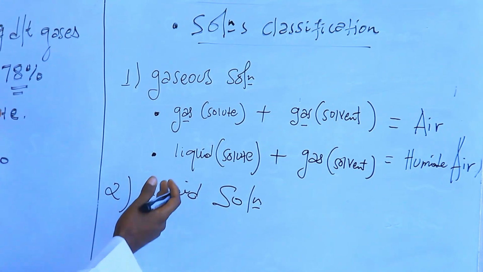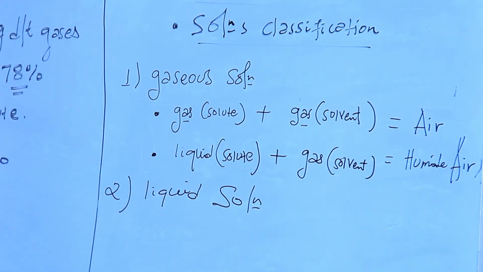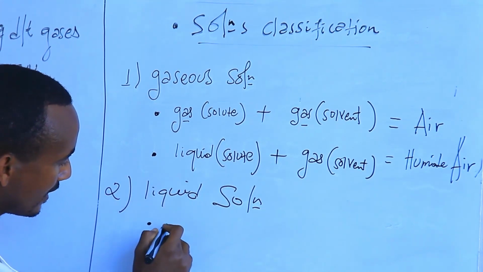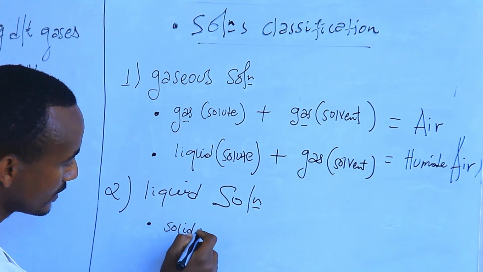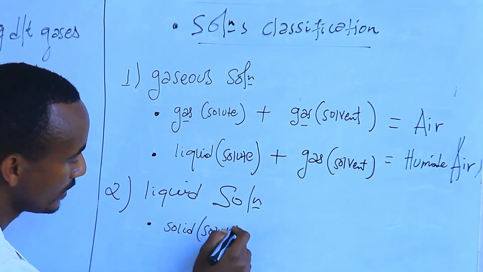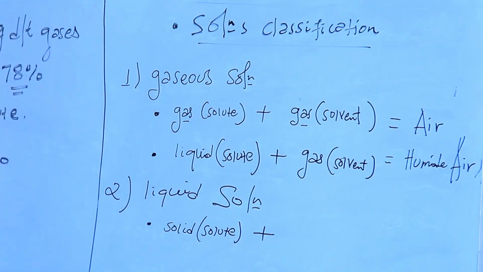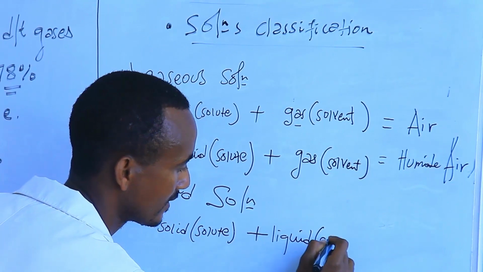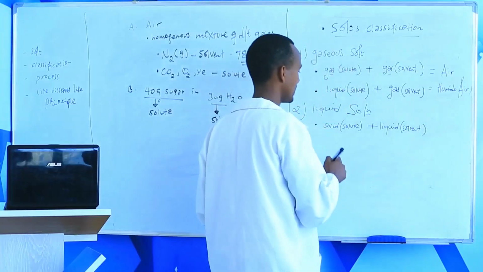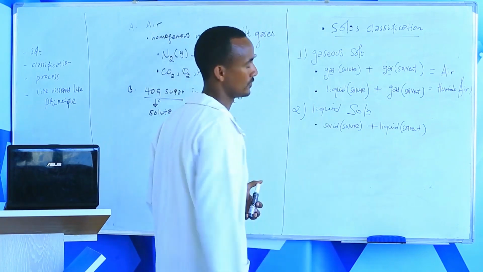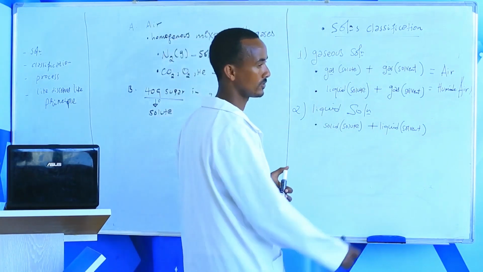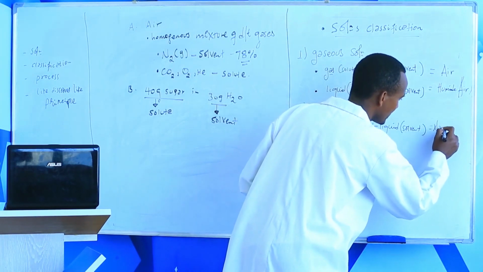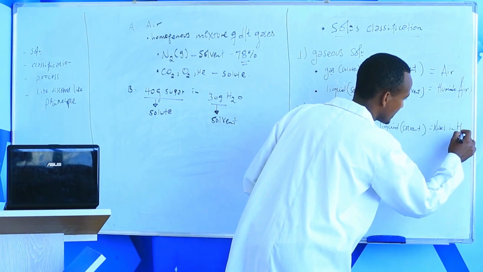So, we can prepare a liquid solution in different ways. For example, we can prepare a liquid solution by dissolving a solid with a liquid solvent. So this is known as solid liquid solution. A typical example for this one is when we dissolve sodium chloride salt in water or sugar in water.